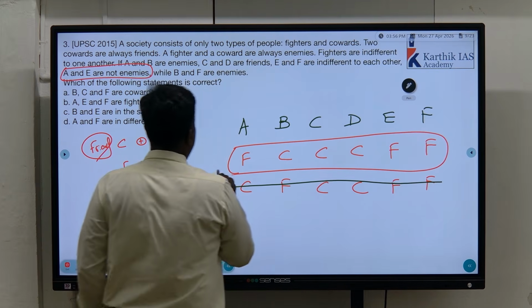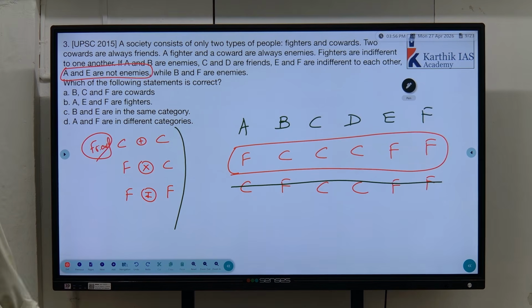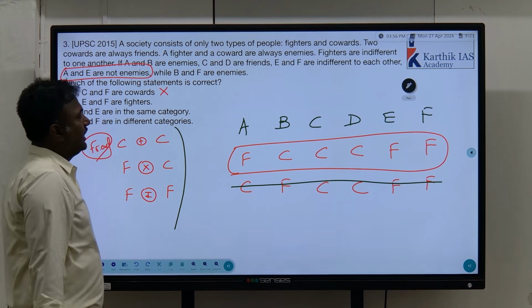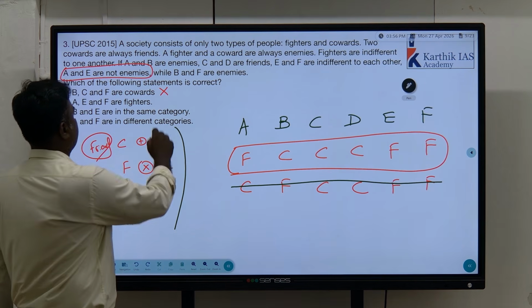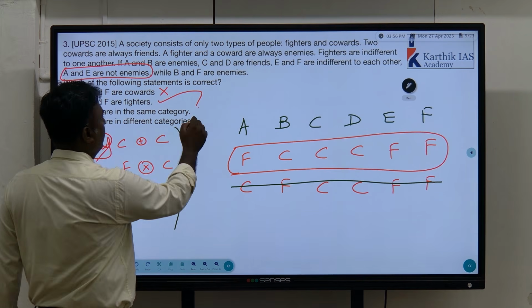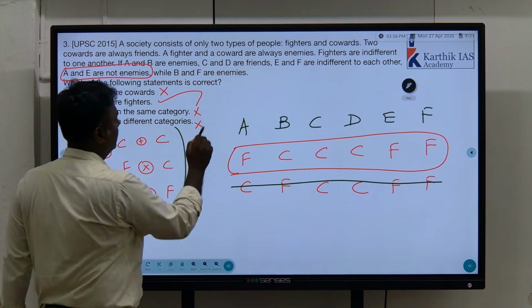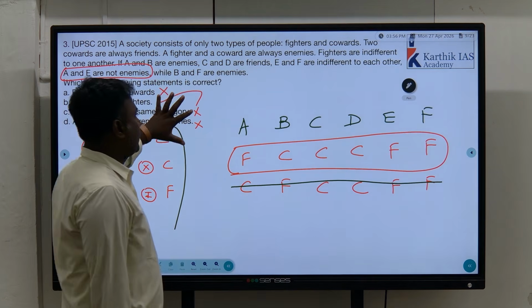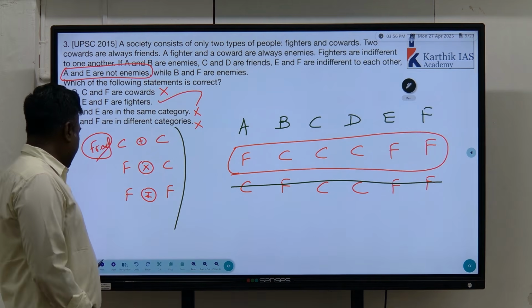That's all. So now based on that, B, C, F are cowards. That is wrong. A, E, F are fighters. That is correct. B and E are the same category. That is wrong. A and F are different categories. That is also wrong. That's all. Option B. Clear? So try to understand the statement and take notes.